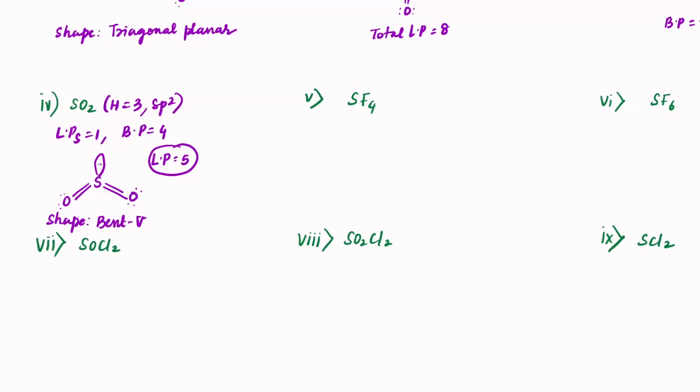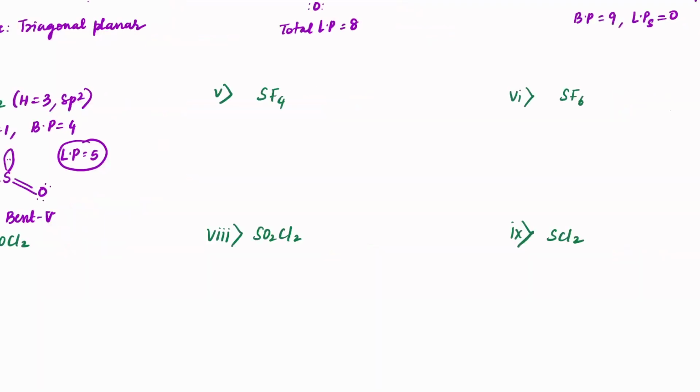Check the next one, SF4. So in the case of SF4, the steric number is 5, which makes it sp3d. Lone pairs are 1. So this is going to be the seesaw shape. I'm directly writing the shape. Lone pair here, one fluorine here, and one fluorine here. Now notice this one. I'll be using this representation. One fluorine like this, and one fluorine like this.